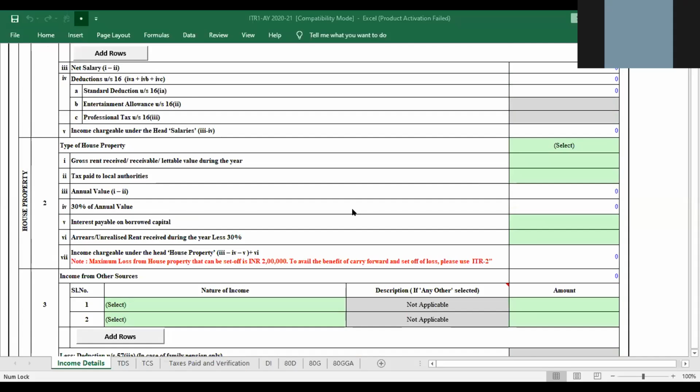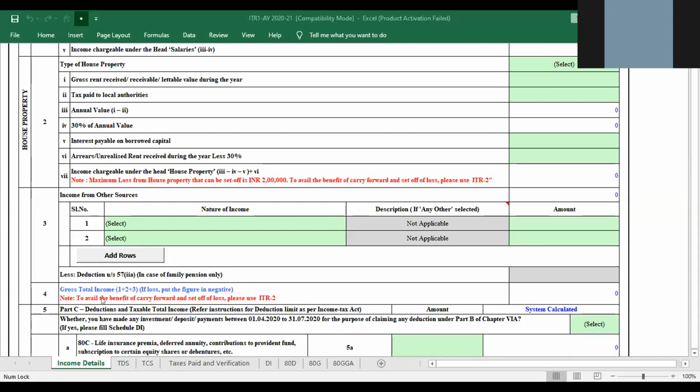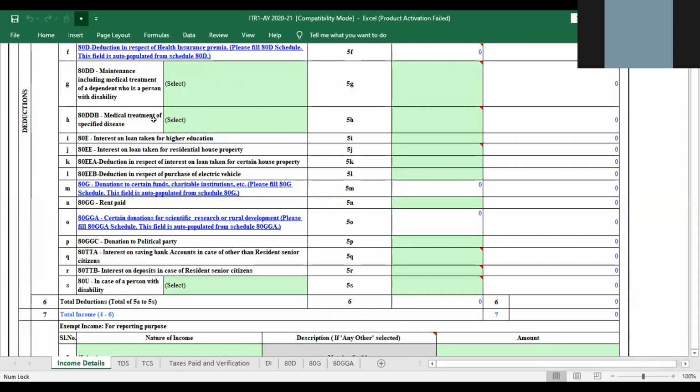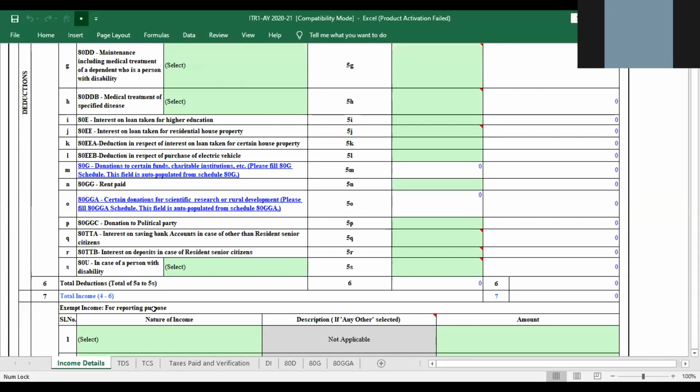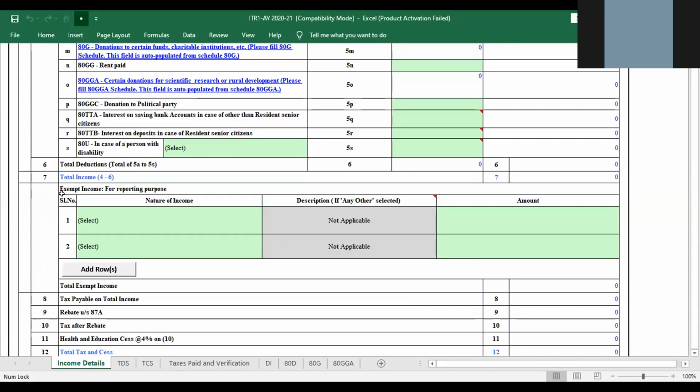So Komal ma'am has thankfully brought us to the understanding of gross total income. Over here, we have a figure, gross total income, which is a combination of three figures: income from salary, income from house property, and income from other sources. And from that, all the available deductions are subtracted. Now, we go ahead from here.